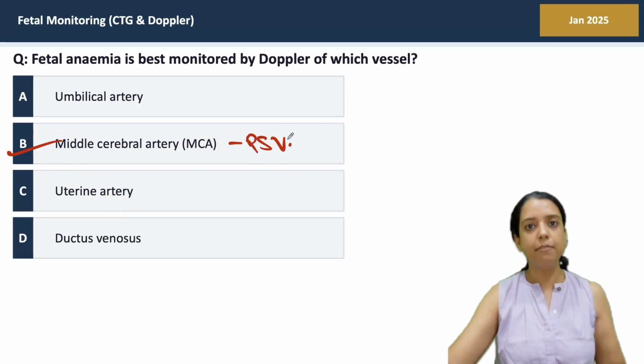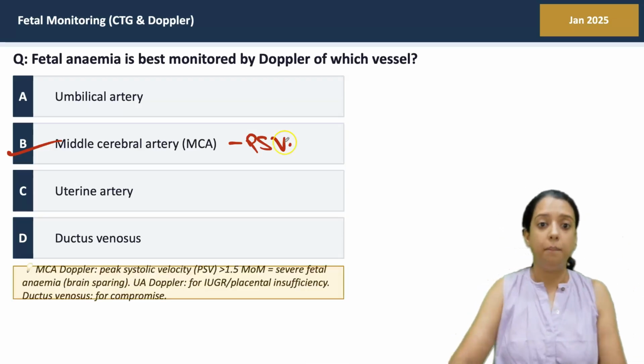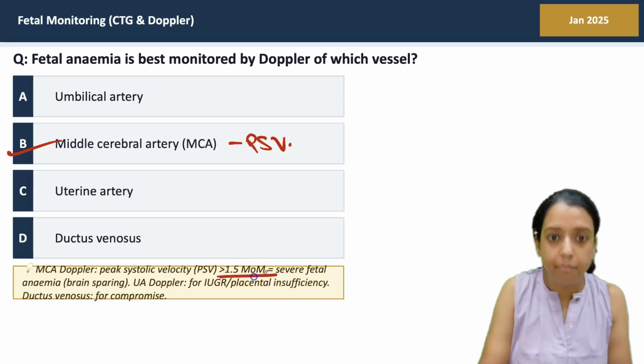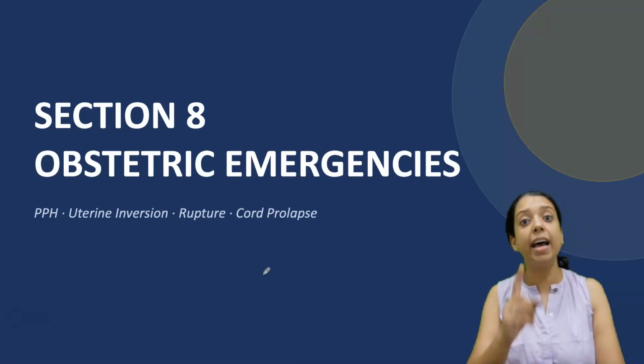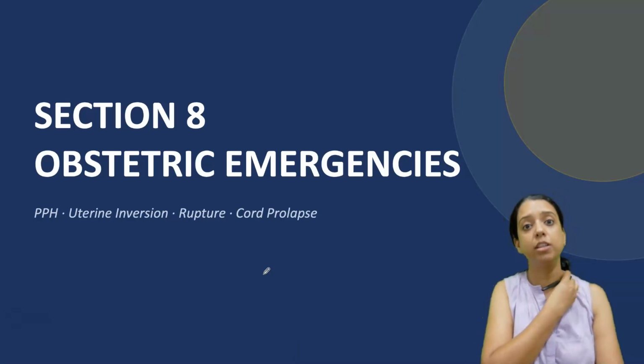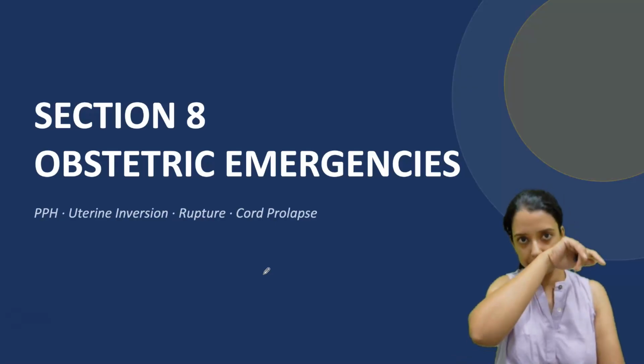So to know anemia, we do middle cerebral artery peak systolic velocity. If it is high, more than 1.5 multiples of the median, it is anemia. Used especially in Rh incompatibility. We also use it in fetal compromise and IUGR. Okay.